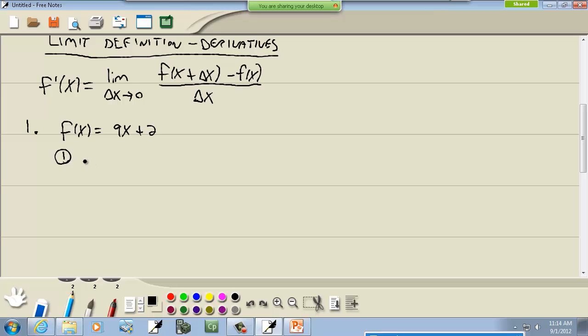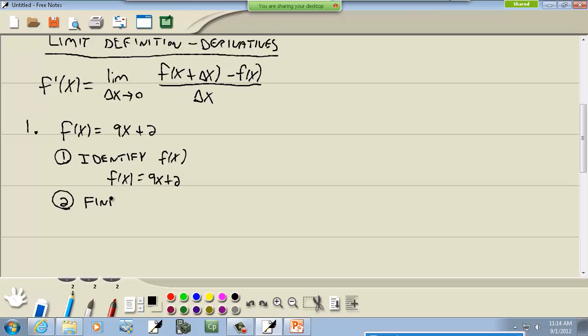Okay, step one. Identify f of x. Well, that's easy. F of x is given. It's 9x plus 2. I didn't used to include this step, and then I'd get questions. Well, how do you get to f of x? It's like, it's given. I thought that was always obvious, but not to everybody.